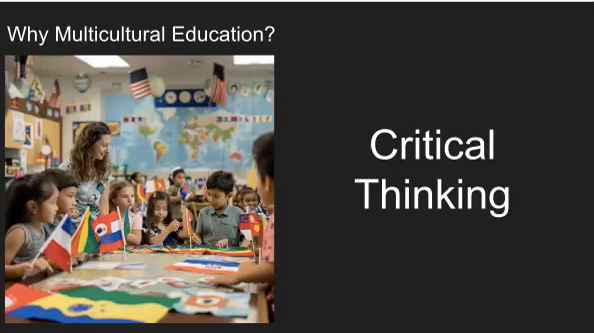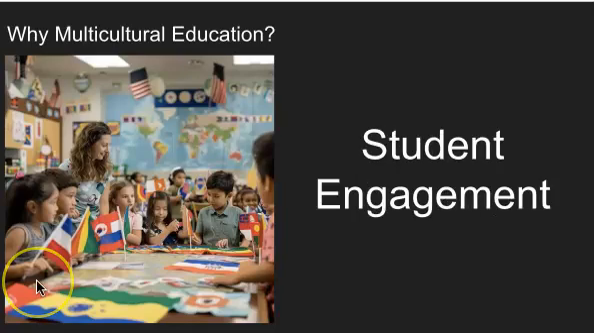Multicultural education can also enhance critical thinking skills. Students are able to analyze history and art through multiple lenses, questioning the dominant narratives and exploring alternate viewpoints. Student engagement is also positively influenced by multicultural education. When students feel represented in the content that they're learning, their motivation and connection to school increases.